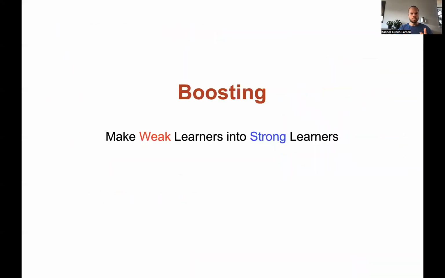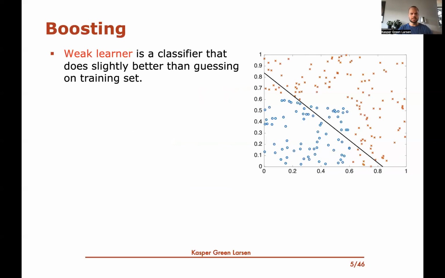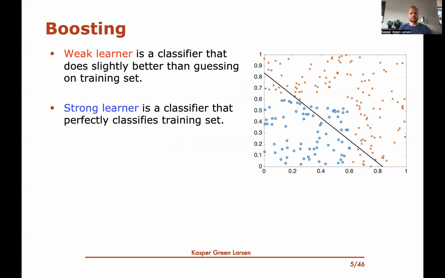So boosting, which is the topic of this video, AdaBoost in particular, is basically a technique for taking a weak learner, meaning something that's a little bit better than guessing, and turning it into a strong learner, which is something that performs really, really well, said loosely. For this video, we're going to focus just on binary classification, to keep things simple. A weak learner is a classifier that does slightly better than guessing on a training data set, and a strong learner is something that perfectly classifies the whole training data.